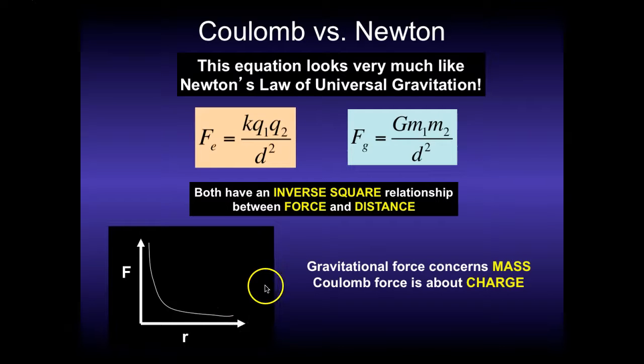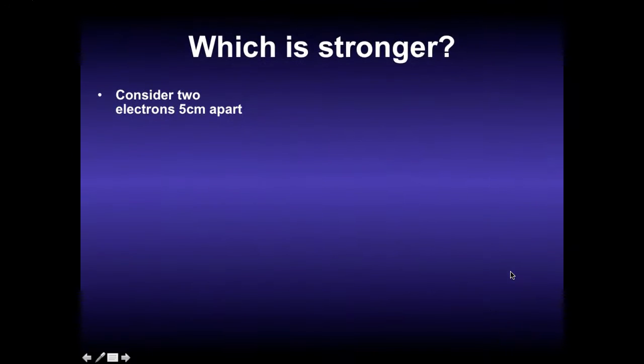Now, the difference is gravitational force is concerned with mass, and that is a property of matter just like charge. The Coulomb or the electric force is based on charge. Now, which one of these two forces is stronger? Now, we're going to go through this calculation. I recommend you try and calculate, use a calculator on your own.